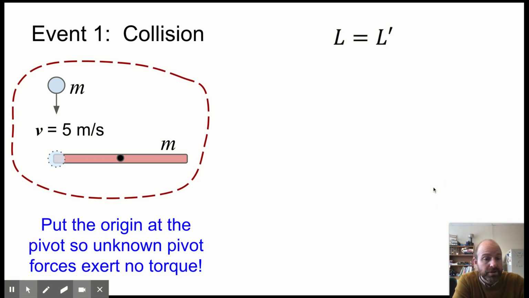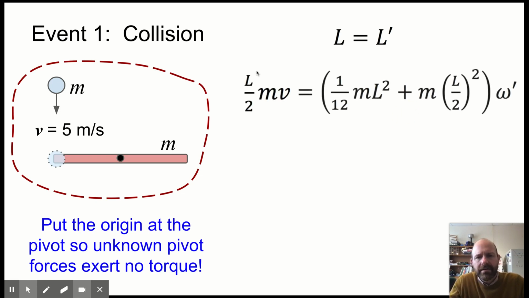We say the angular momentum should be conserved because in the instant of that collision, there are no net external torques that we need to worry about. So L over 2, which is the distance, times mv, so that's your angular momentum of the single point particle that's going to hit, should be equal to the total moment of inertia times omega final. For the rod, that's 1/12 m L squared, and for the ball, that's m times (L over 2) squared.